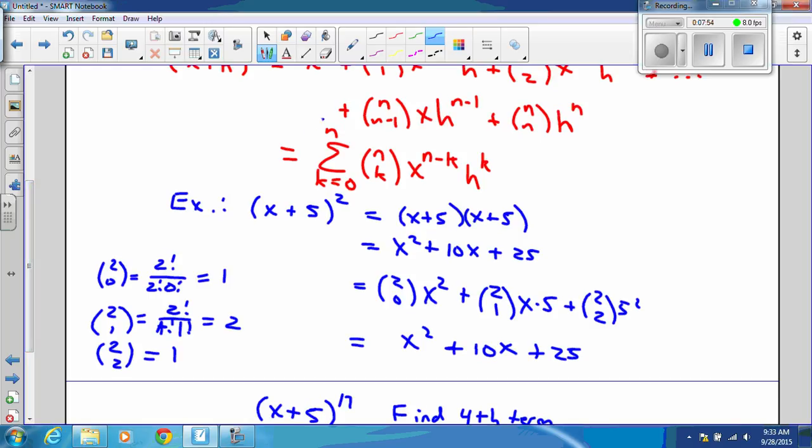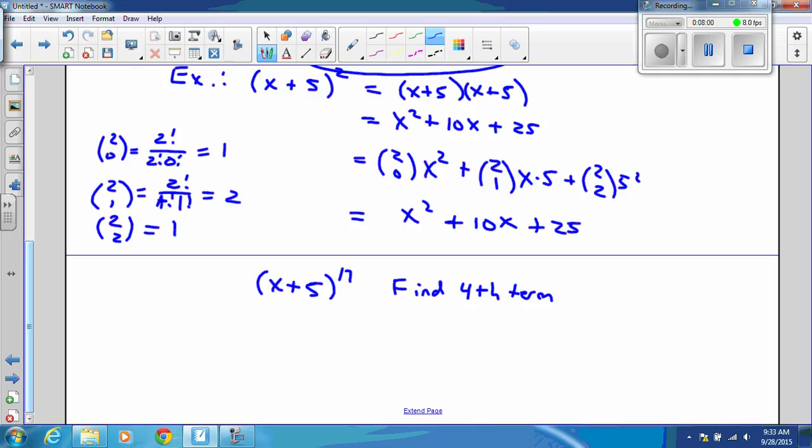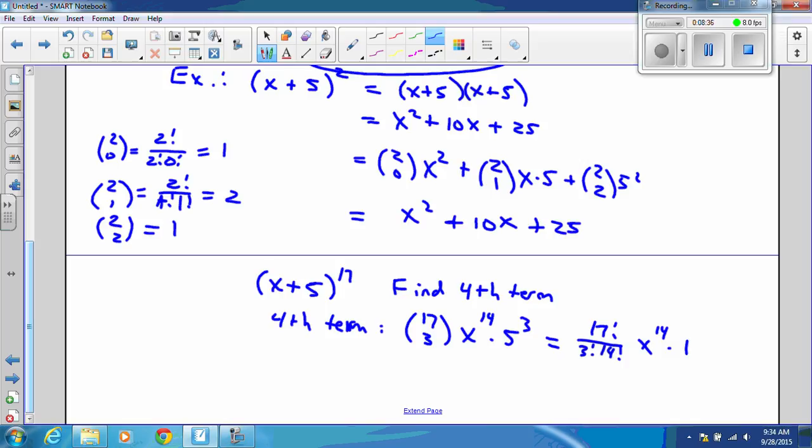So using the binomial theorem, I can come back here and identify that the fourth term, remember that we're starting counting at 0, is going to be 17 choose 3 times x to the 17 minus 3, or 14, times 5 to the 3. Notice that the exponents add up to 17, which is the same as 17 factorial over 3 factorial 14 factorial, times x to the 14 times 125.